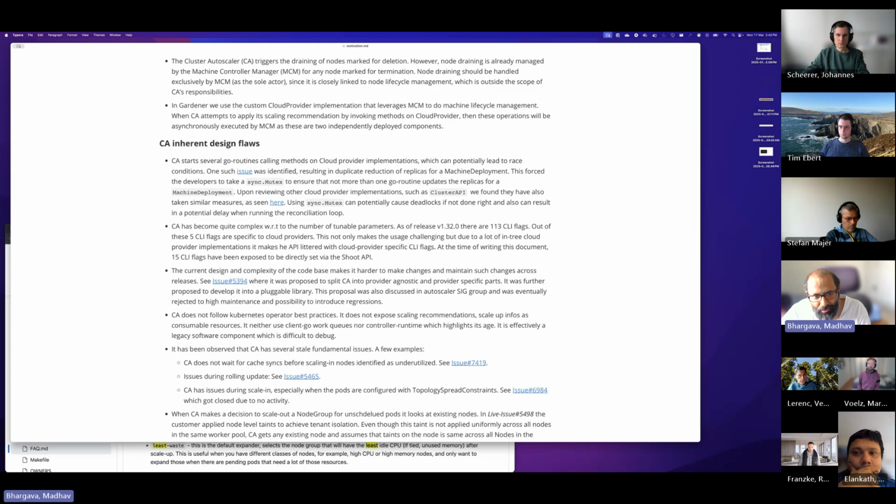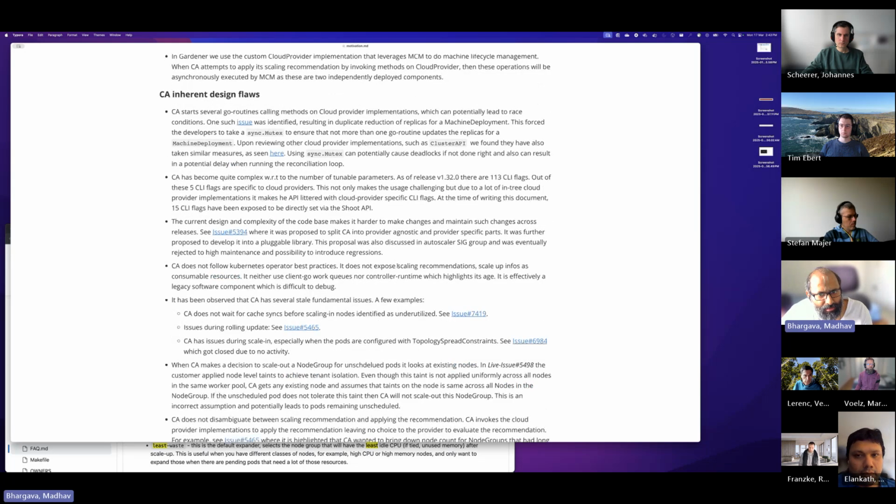Then, over a period of time, CA has become complex. With at least the 1.32.0 release, you now have 113 CLI flags. Five of these flags are cloud provider specific, because you have in-tree implementations of the majority of cloud providers, except MCM. Therefore, it's natural that you have cloud provider specific flags, and most of these we don't use. The only ones we expose from within the Shoot API are 15 of these CLI flags. It's very hard for any consumer to fine-tune these flags, because a good amount of knowledge is required to properly configure these knobs, so to say.